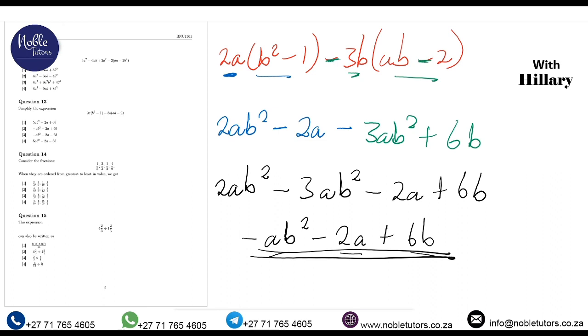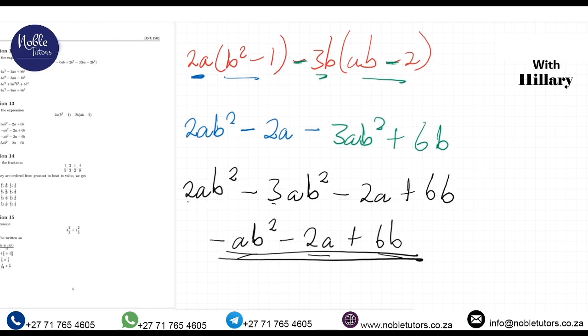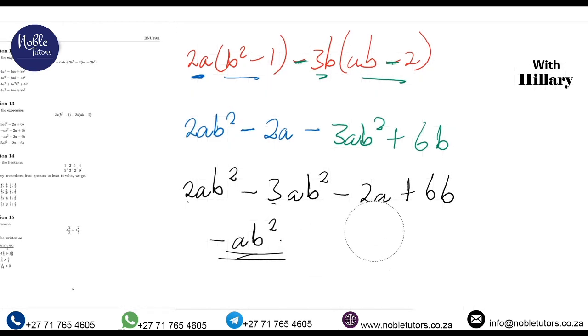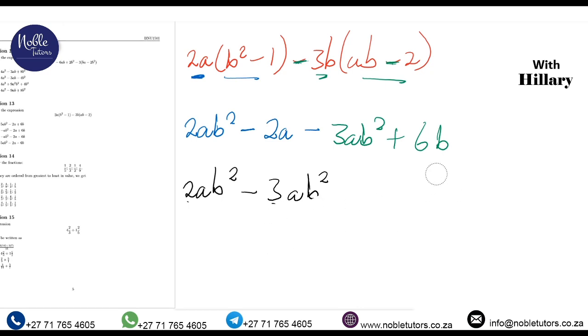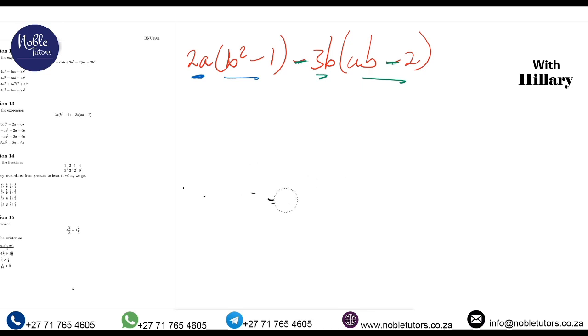Some might ask, why did I write ab squared here instead of 2 minus 3 is minus 1, times ab squared? Yes, minus 1 is correct, but in mathematics, we don't usually write the 1. We just leave it like that. So we need to remember, when they give you an expression, these 3 steps are very, very important for you to go through.